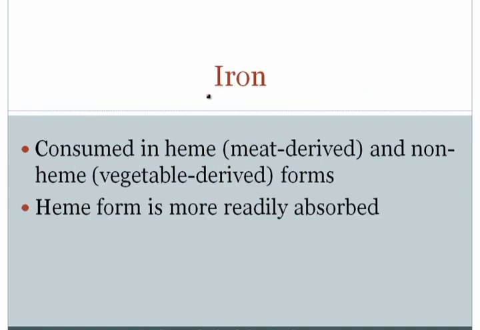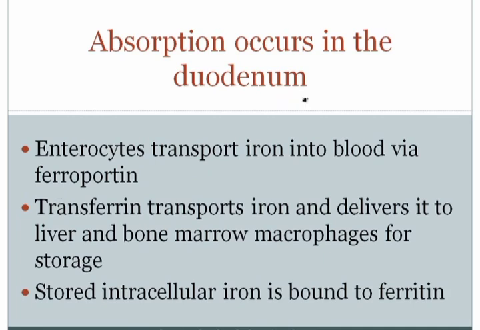Now, a little bit about the biochemistry of iron. You do need to understand it to understand some of the high yields for this disease. Iron is consumed in both heme, which is meat-derived, and non-heme, which is vegetable-derived, forms, and the heme form, i.e. the meat-derived form, is more readily absorbed. Absorption, of course, occurs in the duodenum. You do need to know that. Absorption occurs in the duodenum, and it's the enterocyte. Recall that the enterocyte histologically is the cell that lines the villi of the duodenum. The enterocyte regulates the absorption of iron.